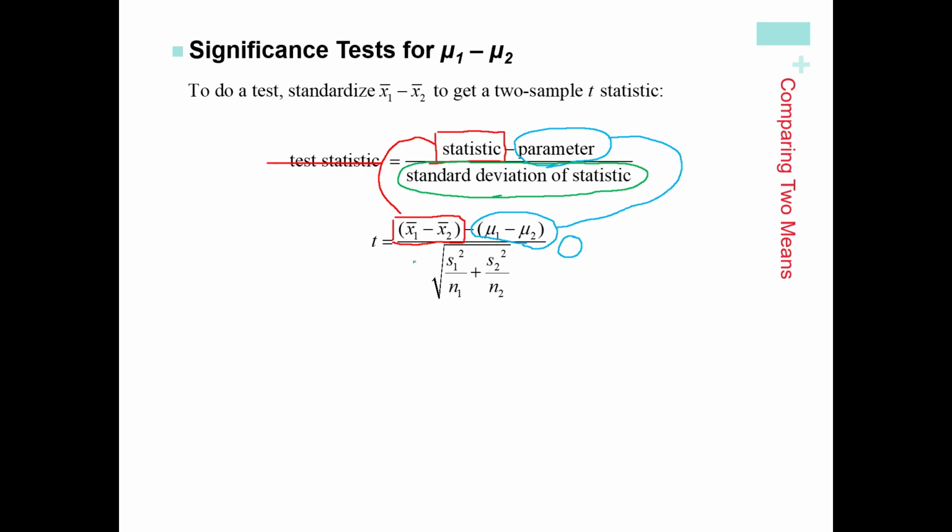On the bottom is this standard error formula, right? I want you to remember that this is the same as the standard deviation of the statistic formula, but it's got these s's instead of the sigmas. So this is going to be calculated from the two samples. We've got s1 squared over n1 plus s2 squared over n2. And that's going to be different than the sigmas, which come from the population parameters.